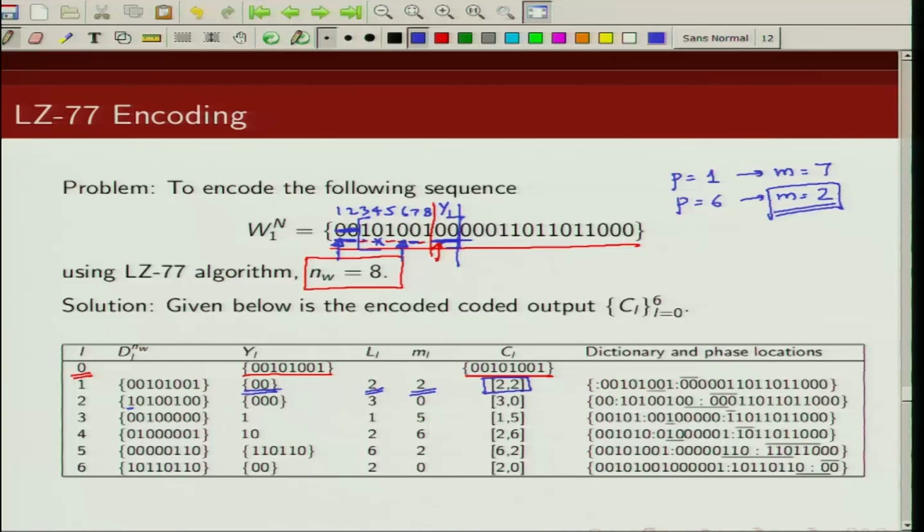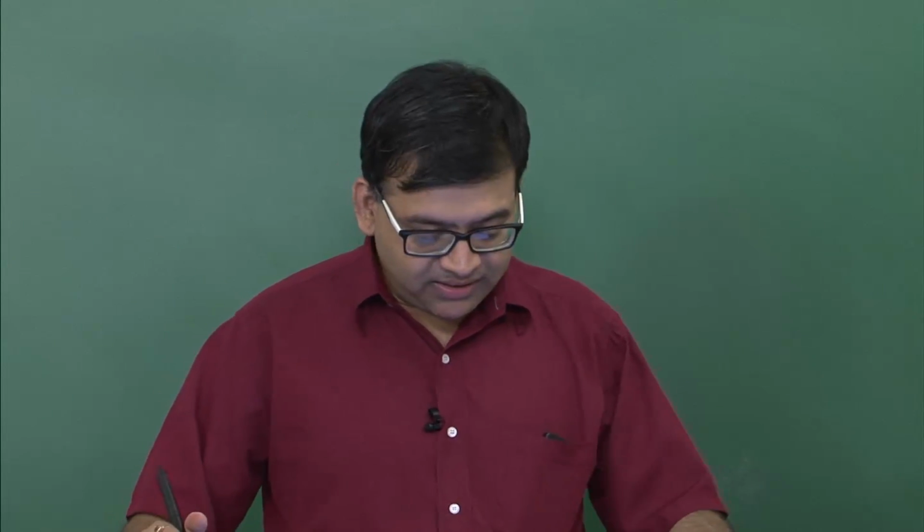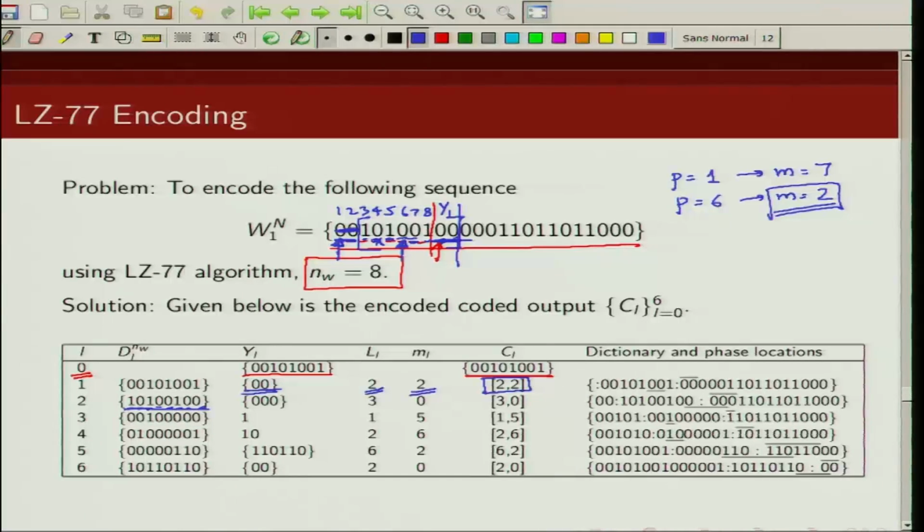You look here, my new dictionary is 1, 0, 0, 1, 1, 0, 0, 0, 0, 1, 0, 0, 1, 0, 0. So I added this string y1, which was of length 2, and removed the two oldest entries from the dictionary. So my new dictionary is now this. These are the contents of my new dictionary.